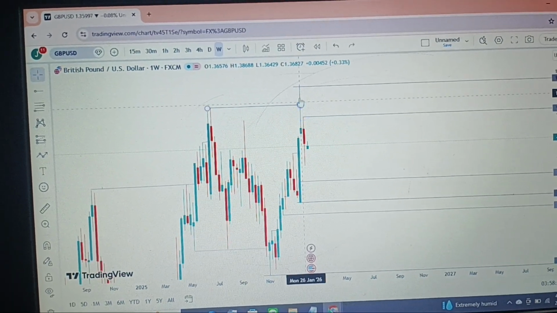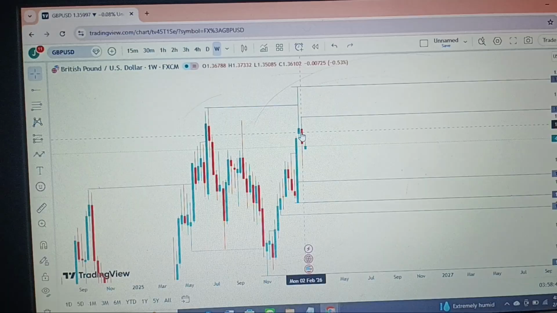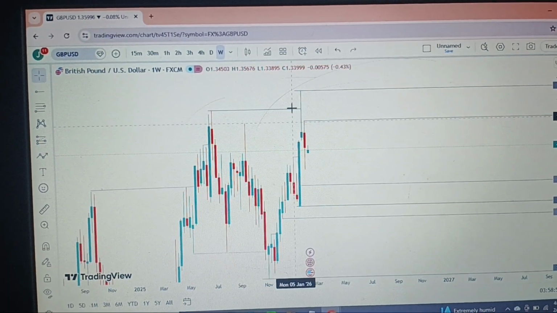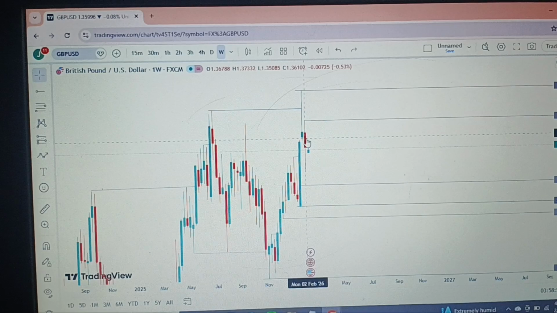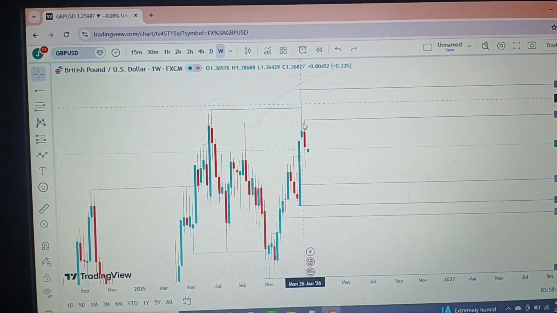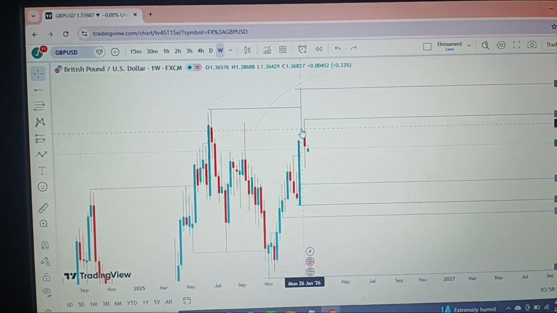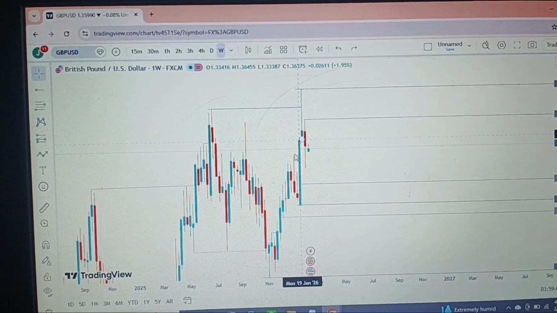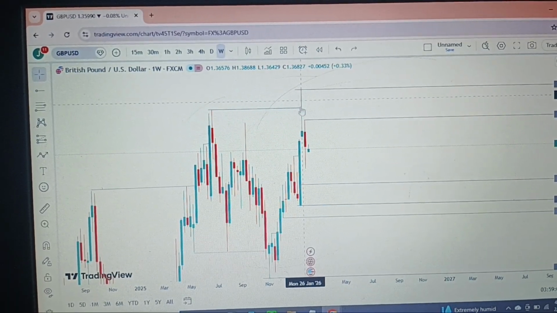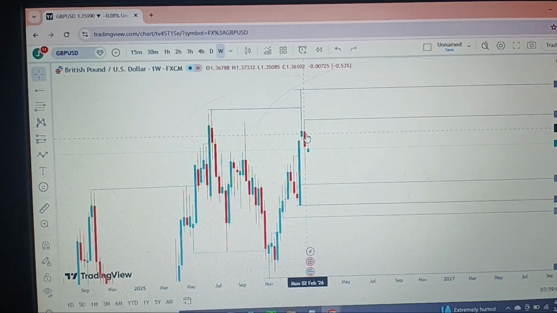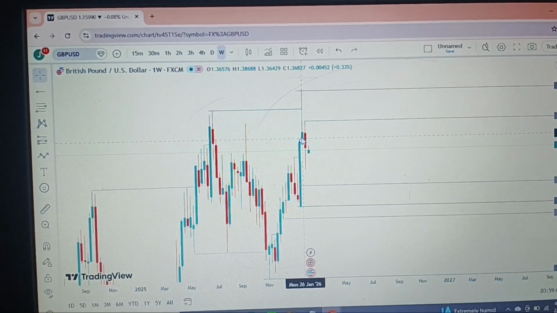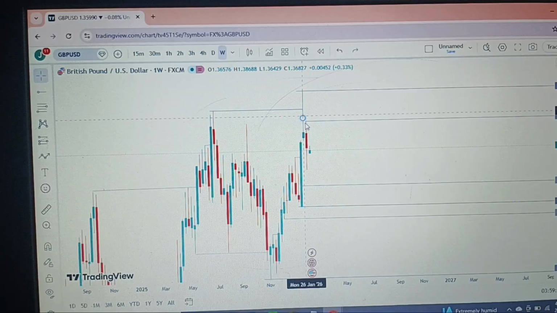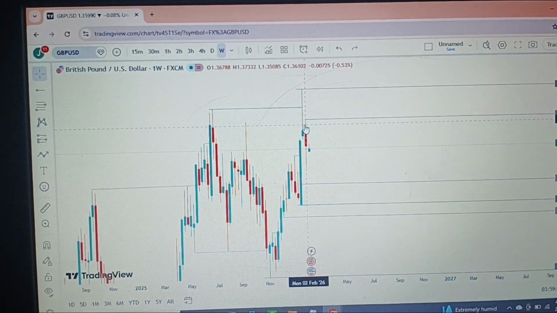Towards the close of the week, the sellers came into the market and pushed the market to the downside. You can say that regardless of the bullish momentum that pushed the market up, the sellers came into the market and pushed it. This candle regardless closed still bullish, but you can see that the sellers took over the week towards the close of the week.